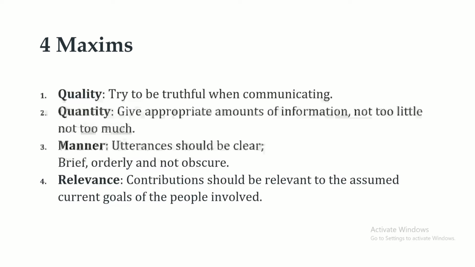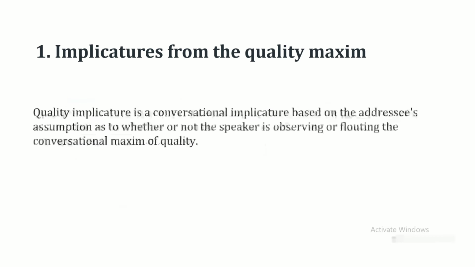We're gonna see the definition of each maxim and also the example of it. So the first one is implicatures from the quality maxim. Here's the definition. Quality implicature is a conversational implicature based on the addressee's assumption as to whether or not the speaker is observing or flouting the conversational maxim of quality. So to have a better understanding of this maxim, let's take a look at the example.